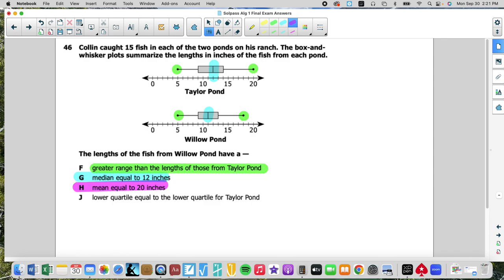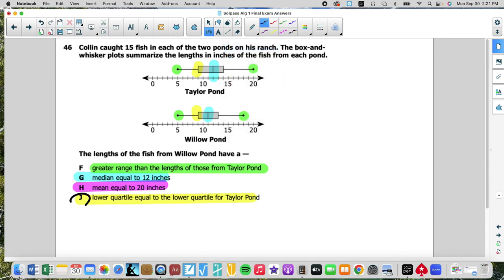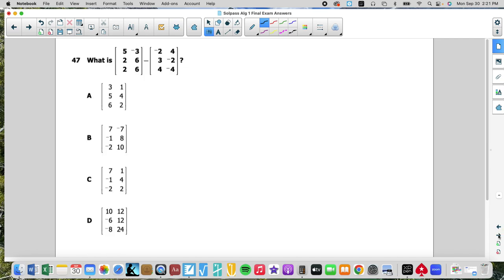The lower quartile equal to the lower quartile for, yeah, so lower quartile is this. That's the lower quartile. And so equal to, yes, they have the same lower quartile. So I would say J. Yep, both of them are 9. 9 is the lower quartile. All right.